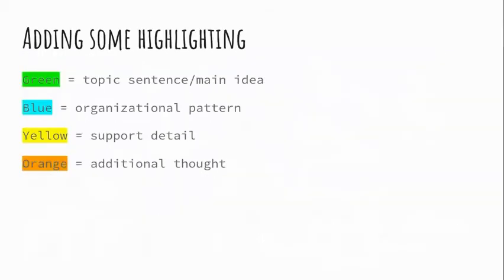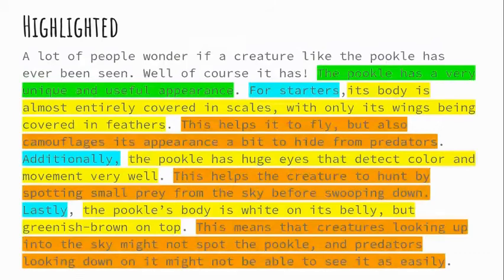And here, I've done a little bit of highlighting to show you the different parts of my paragraph, and these should look a little bit familiar to you from your WeVideo script. So I took the same paragraph and I highlighted my topic sentence green, my organizational patterns in blue, my support details in yellow, and my additional thoughts in orange. And what I really want to point out to you is that for every support detail, my additional thought comes afterwards. And that's what your paragraph should look like too, so that you have a pattern of yellow, orange, yellow, orange, yellow, orange.